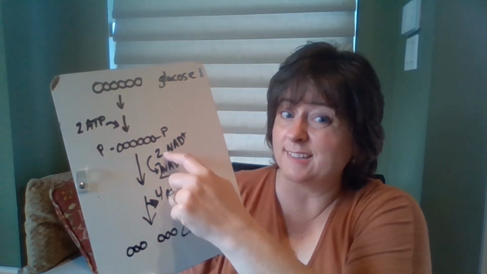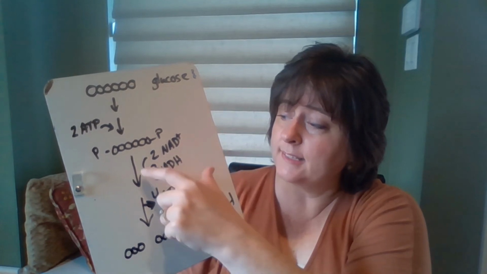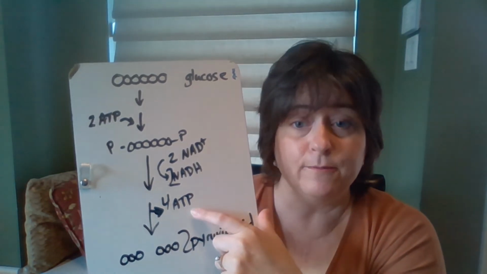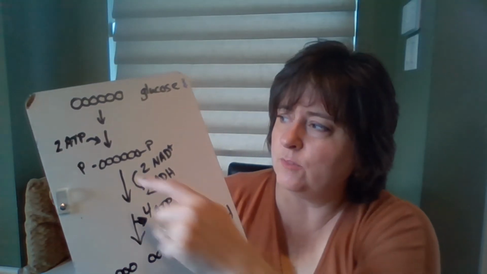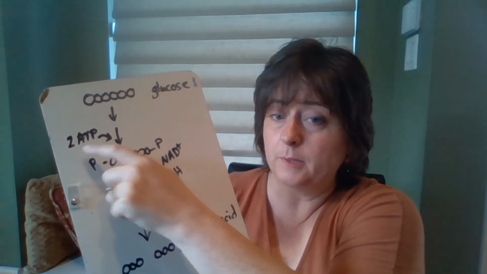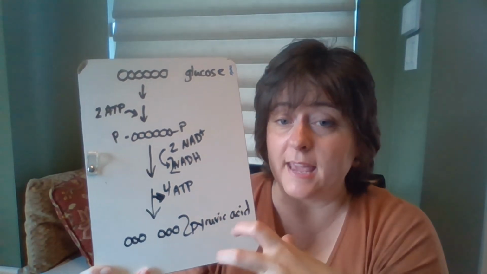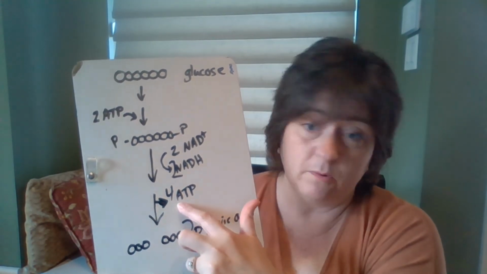During this time, we had oxidation and reduction. NAD plus came up and became NADH. We actually made 4 ATP. Now, if you're keeping track, we do need to subtract the 2 ATP. So if I ask how many molecules of ATP are made during glycolysis, well, we made 4.